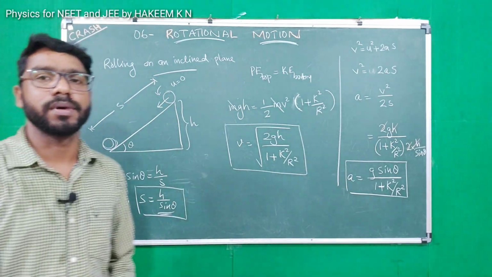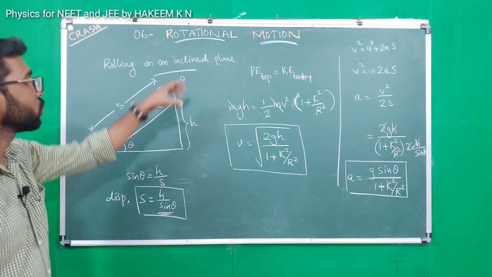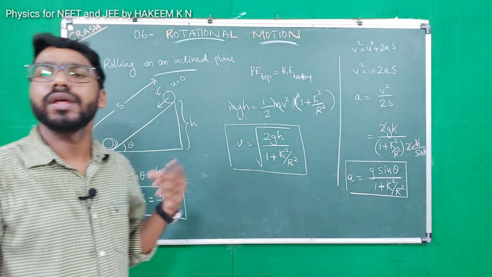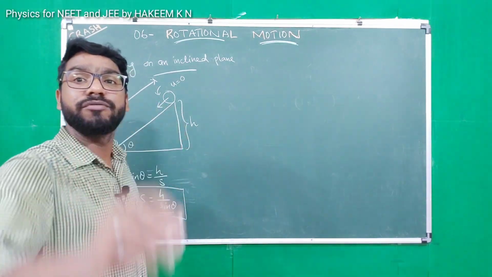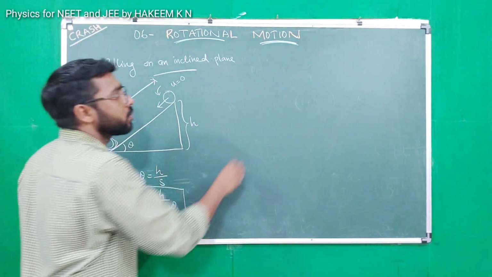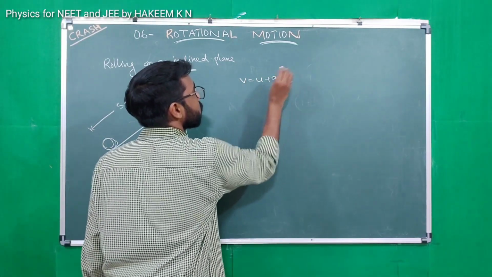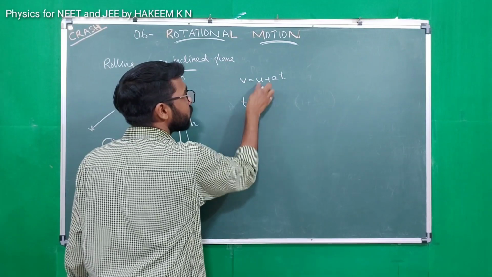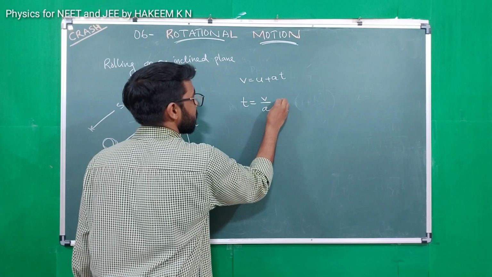g sin theta by 1 plus k square by r square. It is the acceleration of the rolling body on an inclined surface. How to find time of descent? Time taken by the body to reach the bottom. To get that, we are using v equal to u plus at equation. So time t equal to, u is 0, right? So time t equal to velocity by acceleration.